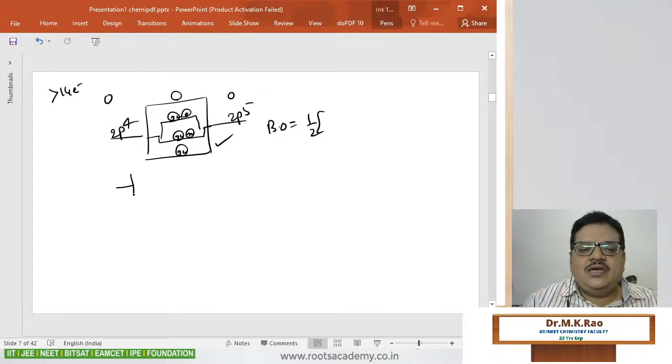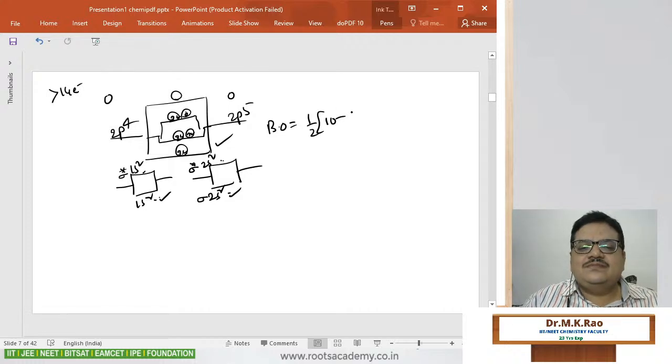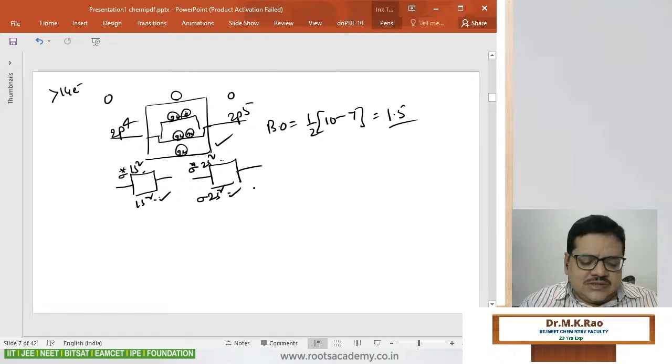See here actually it is sigma 1s2, it is also sigma star 1s2. Like that it is having sigma 2s2, sigma star 2s2. Now these are bonding electrons. Count down 1, 2, 3, 4, 5, 6, 7, 8, 9, 10. Anti-bonding 1, 2, 3, 4, 5, 6, 7. It is 1.5. Yeah, O2 minus is 1.5.